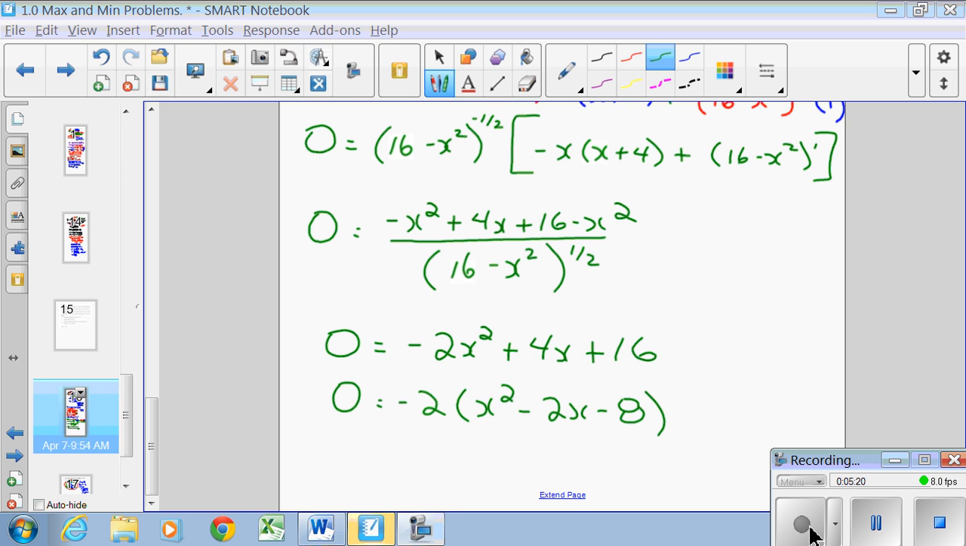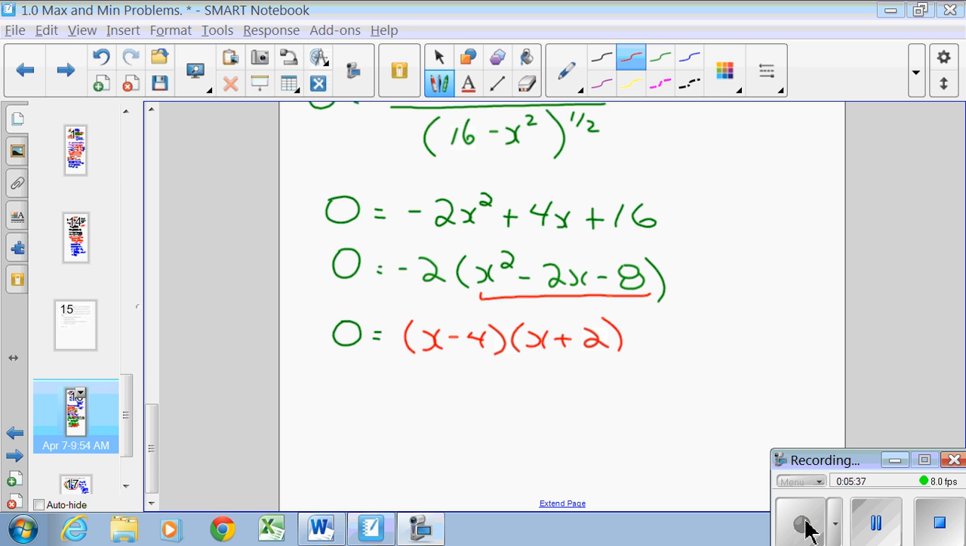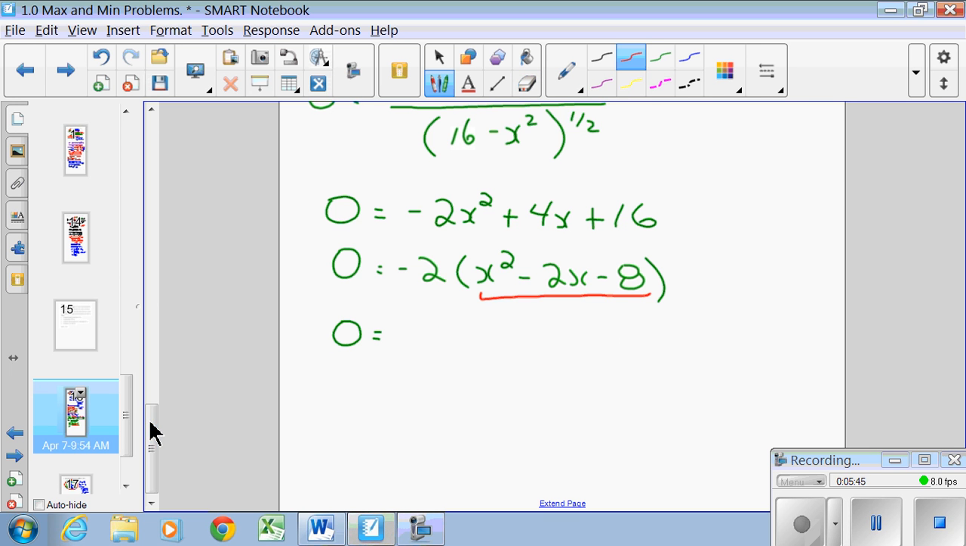Again, the negative 2 doesn't have any bearing on the answer because it's a constant. So all I really want to do is factor the x squared minus 2x. So it's x minus 4 and x plus 2. Well, as you can see, I made a mistake. I'm going to go back and I'm going to just erase here for a quick second. Some of you may have caught this earlier on.